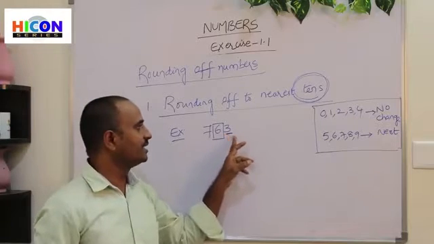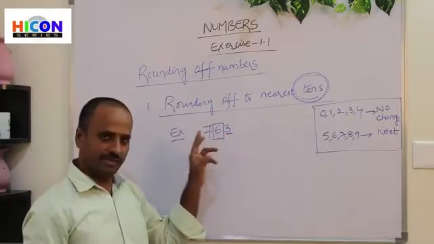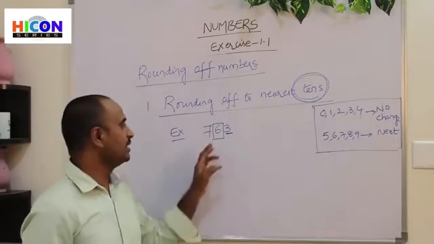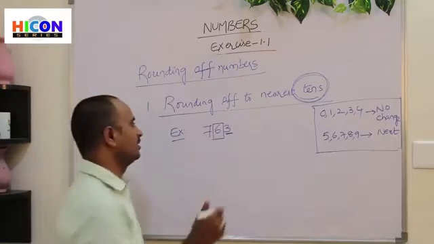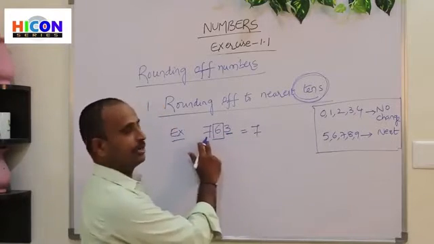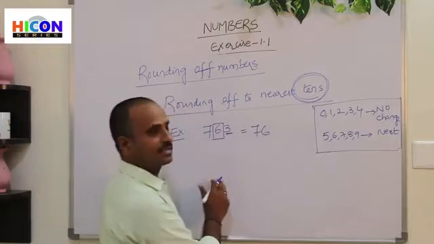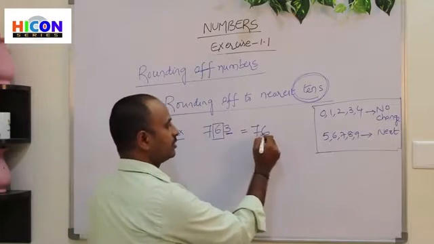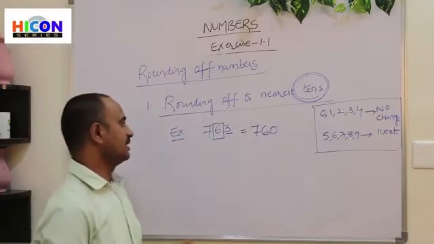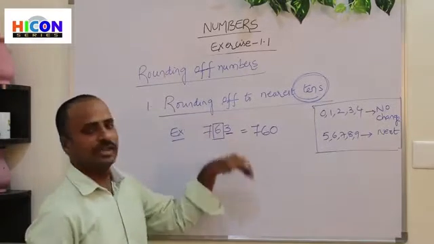So if the next digit is less than 5, keep the same tens. That means round the given number by keeping the same tens. The tens should not be changed. Keep the same tens 6 and put zeros for the remaining digits. So 760 is the number which is rounded off to the nearest tens.